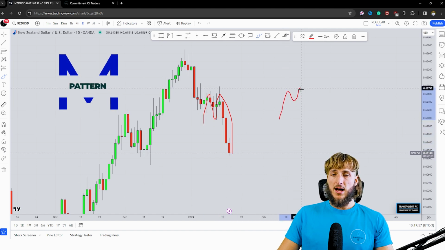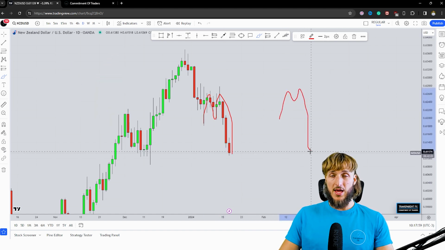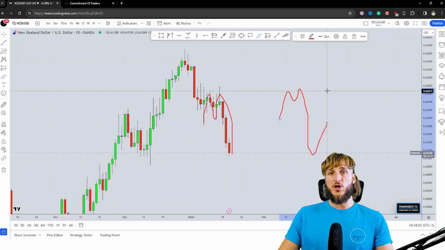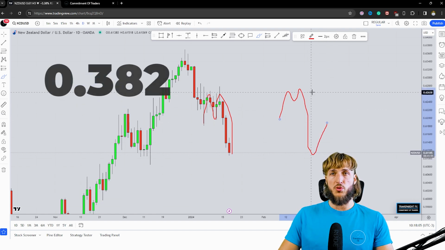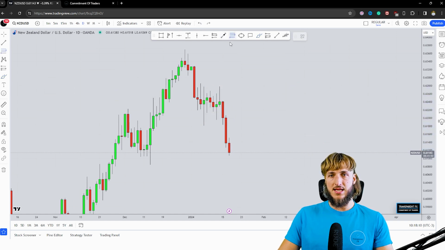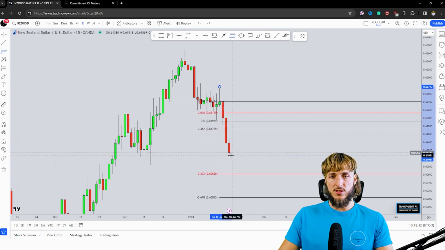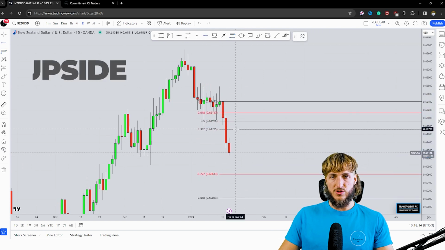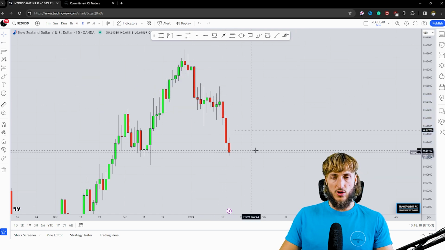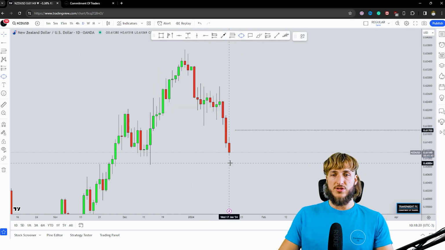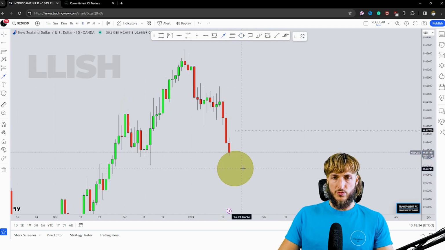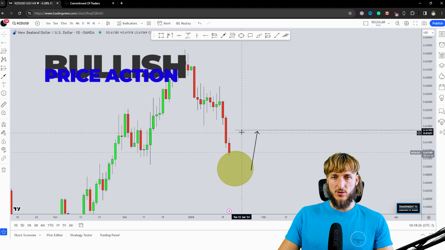In general, after the creation of an overextended M pattern, what you would expect is a potential rejection to the upside, for the market to retrace at least to the 0.32 of the Fibonacci taken on the impulse leg. Now, in this case, the impulse leg is from this high to this low, which gives a first upside target at this 0.32 of the Fibonacci taken on this impulse to the downside.